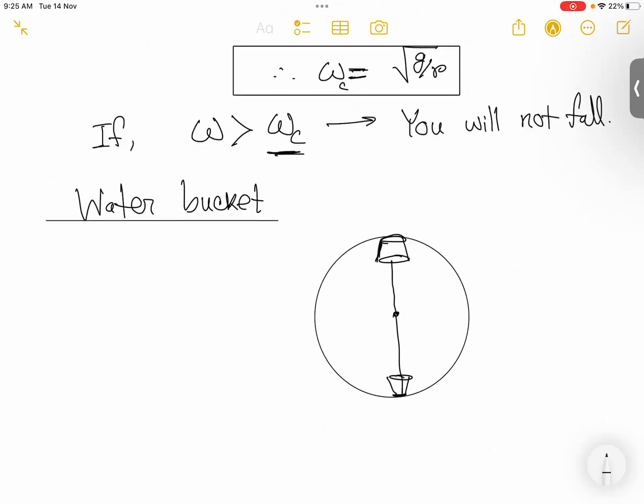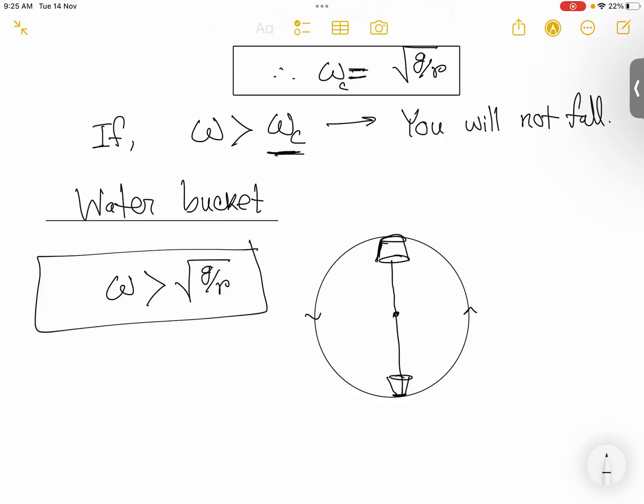So same problem is the water bucket problem. Let's say you are rotating a water bucket or a bottle of water with your hand, and if you can rotate this water bucket greater than root of g by r angular velocity, then the water in that bucket or in that bottle will not fall even from the top position.